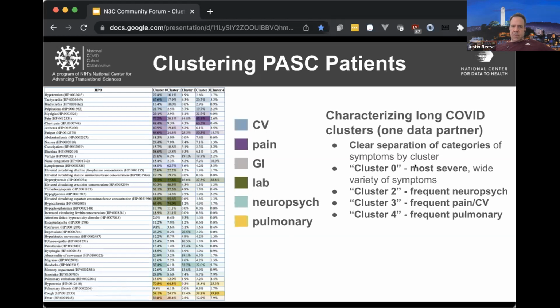You can see cluster 0 seems to be the cluster that you don't want to be in here. This is most severe, and you see symptoms that span pretty much every category that I just described. Cluster 1 seems to be more that same picture, only less so. Cluster 2 seems to have frequent neuropsychiatric symptoms. Cluster 3, frequent pain and cardiovascular complications, and cluster 4 seems to involve mostly pulmonary symptoms.